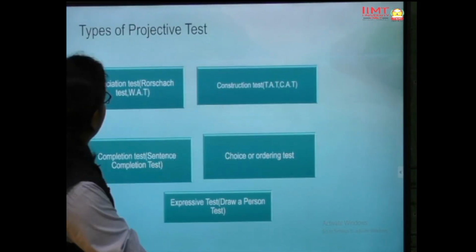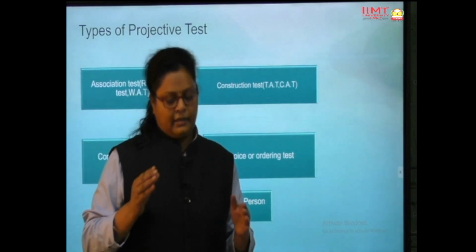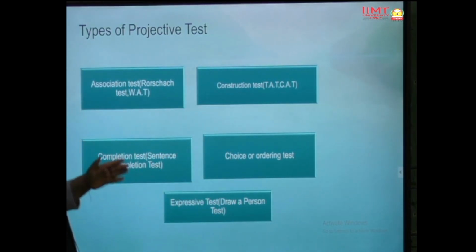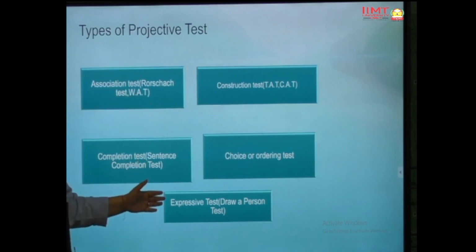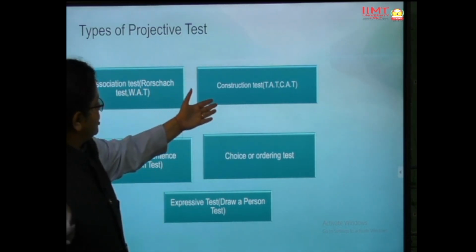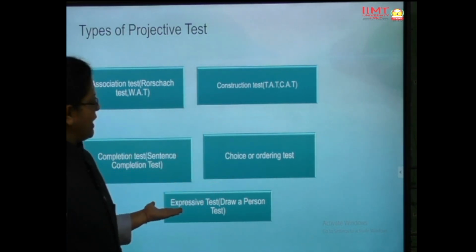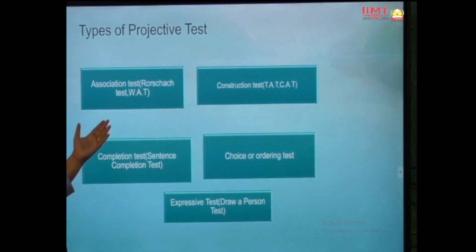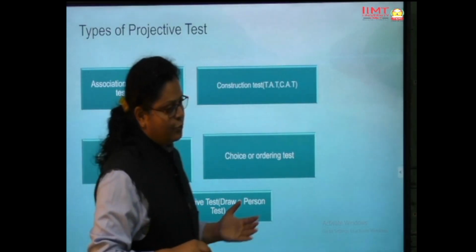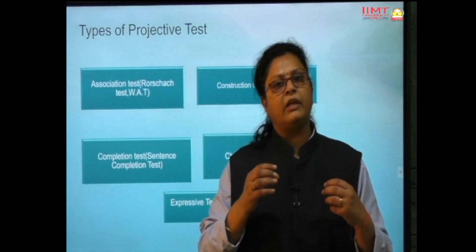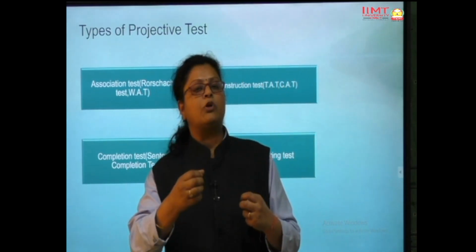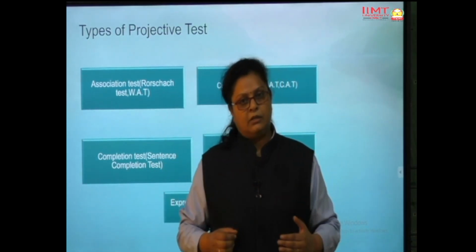Now we come to different kinds of projective tests. Basically, projective tests have been divided into 5 types: association, construction, completion, choice and ordering, and expressive tests. This division of the projective test has been done on the basis of the responses that we collect from the subject.